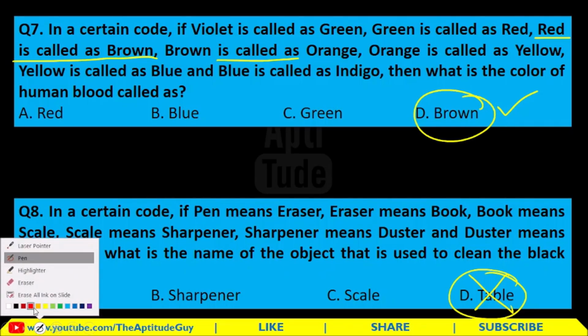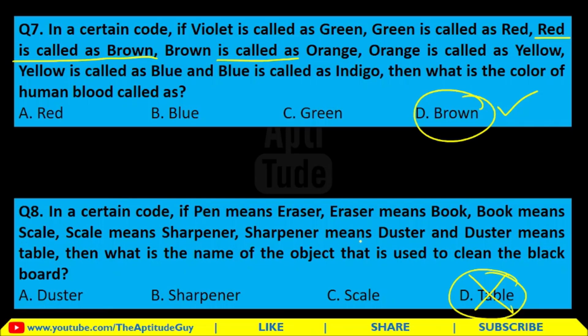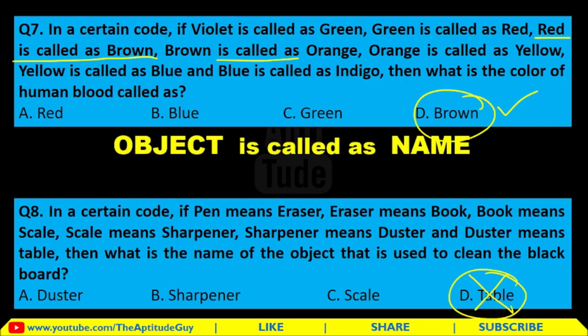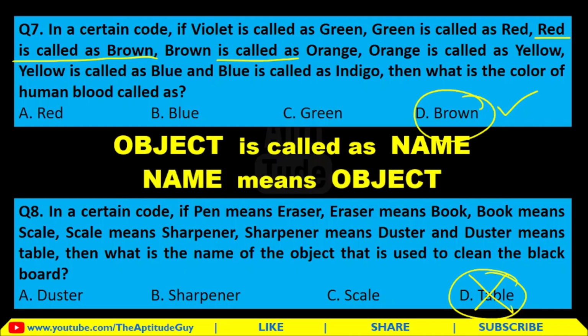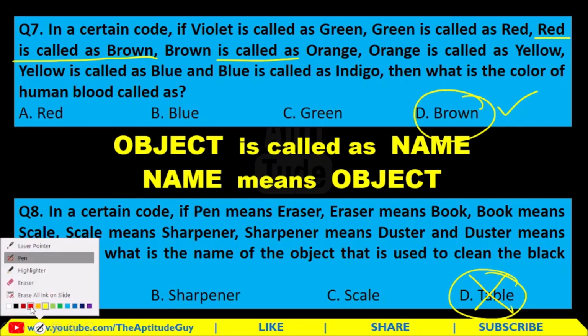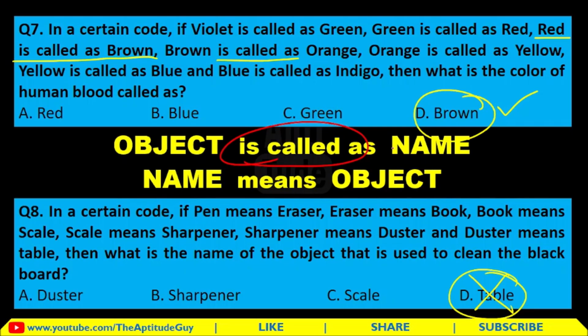Now, how to figure out which side to go, whether to take this side of means or this side of is called as? How to figure that out? Always remember these two phrases for these types of questions. The first phrase is object is called as name, and the second phrase is name means object.